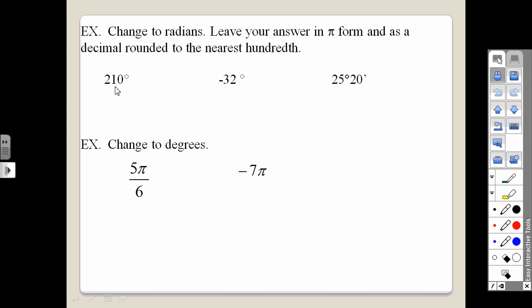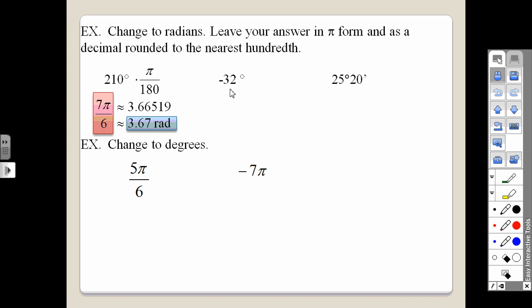So 210 degrees, remember our conversion factor, we would multiply that by pi over 180. And when you do that, you're just going to simplify this fraction that you get to leave it in pi form. So cancel the 210 and the 180 as much as you can, and you get 7 pi over 6. So that's 7 pi over 6 radians. And then it also asks us to round it to the nearest hundredth, leave it as a decimal. So to do that, now we're going to replace pi with 3.14, and you get this decimal of 3.67 radians.